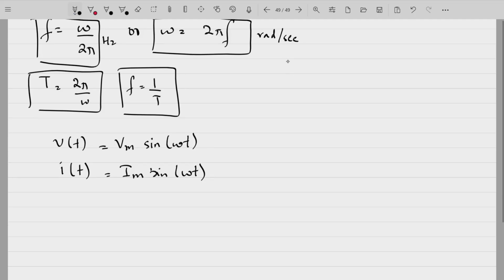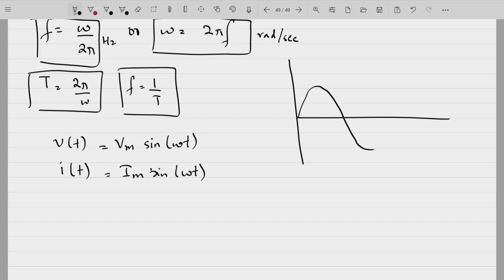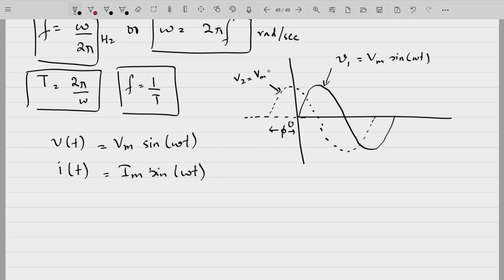Now, sometimes what you'll see is that it is not necessary that your waveform starts from 0. Your waveform may start from here. So let this be V1 equal to Vm sine omega t. Now, if this angle here is represented by phi, then this function V2 will be represented by Vm sine of omega t plus phi, because if we substitute a value of omega t equal to minus phi here, then the argument will become 0, and sine of 0 will be equal to 0. So you can see there is another function here, V2, which is equal to Vm sine of omega t plus phi.